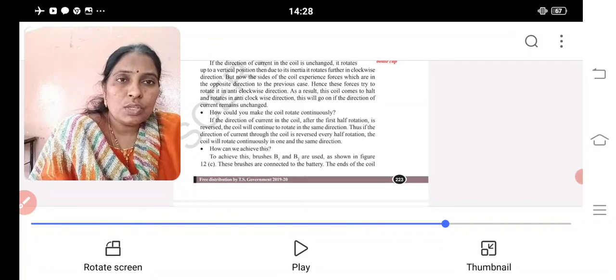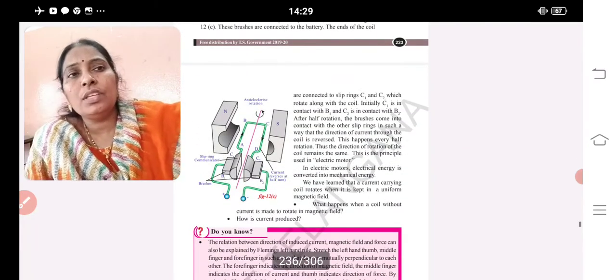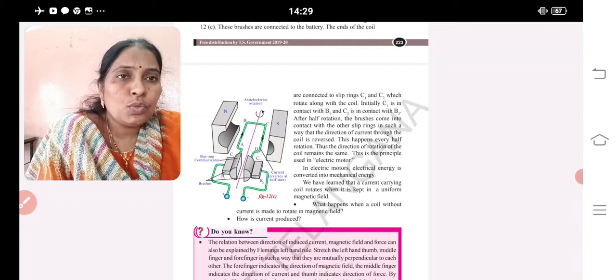How can we achieve this? To achieve this, we need to use 2 brushes, that is B1 and B2, as shown in the figure. The brushes are connected to the battery. The ends of the brushes are connected to the slip rings C1 and C2, which rotate along with the coil.